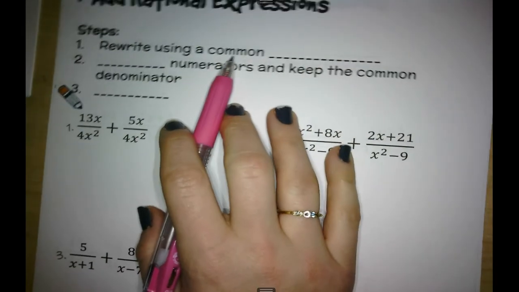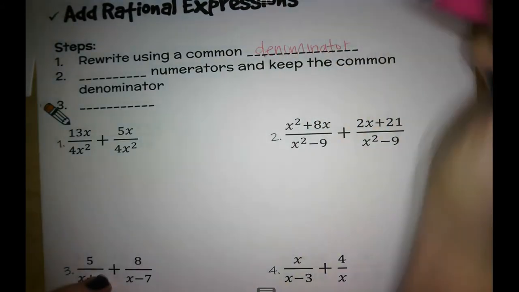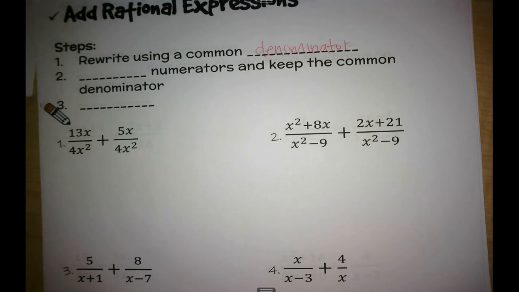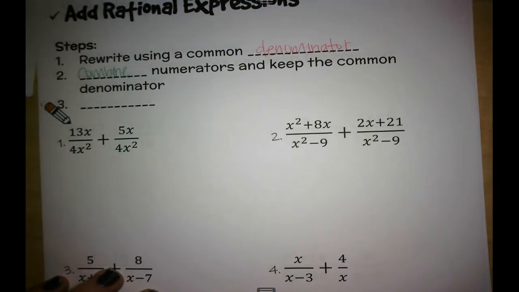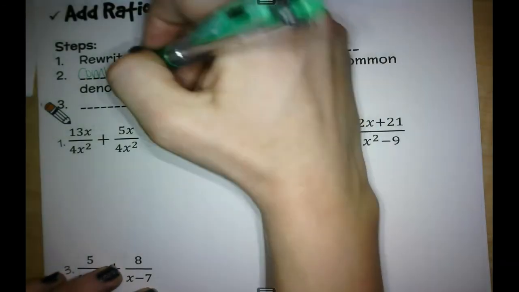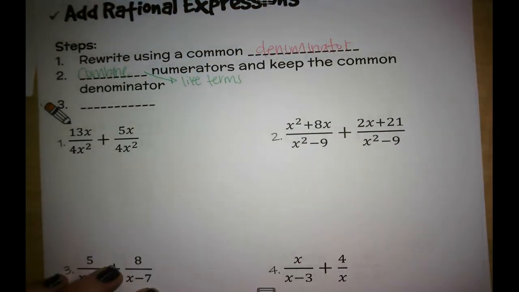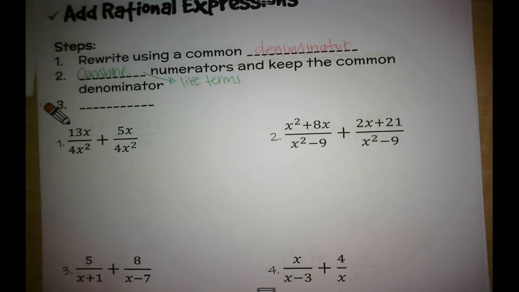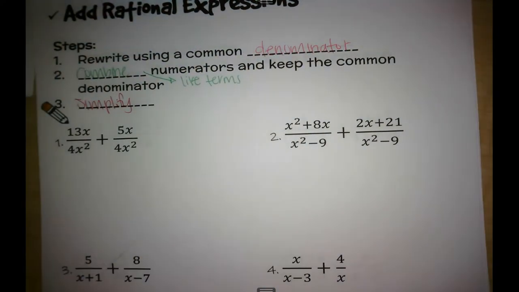Okay, so we're going to do the same thing. We're going to rewrite using a common denominator. And then we are going to combine or add the numerators, keeping the same common denominator. We're going to combine like terms. And then finally, you do need to simplify. Make sure you simplify. So again, we're going to go back to those notes and those steps to simplify.